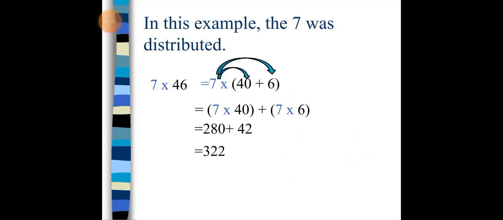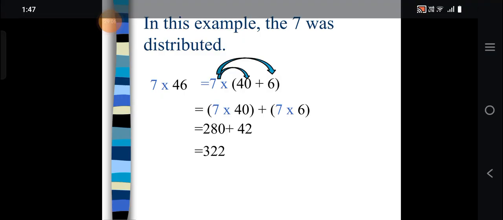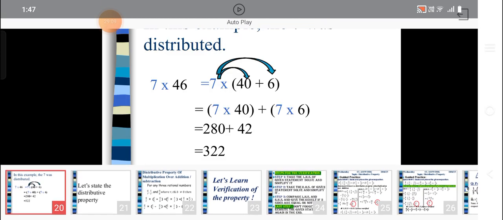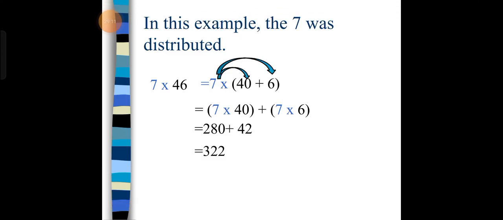Okay. Now in this example, the 6 was distributed. Here is another example, and in this example we need to distribute 7. We have 7 multiplied by 46, and here we need to distribute it. 7 multiplied by 46 means 7 multiplied by 40 plus 6. First we multiply 7 with 40 and then we multiply 7 with 6. This is how the distributive property works.